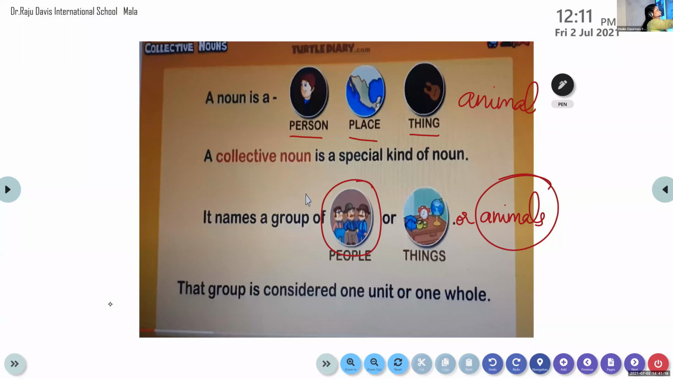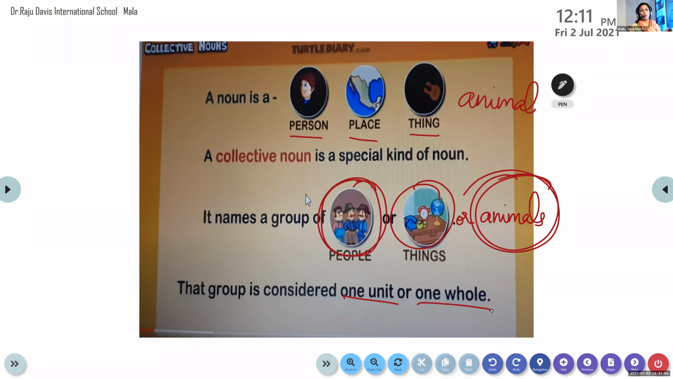And this group is considered as one single unit or one whole. Clear to all of you? Okay, so you should know the difference between the common noun, proper noun, and the collective noun. So collective noun, it is a group of what? Group of people, group of animals, and group of things. And this group is considered as one single unit or one whole. So we call them collective noun.